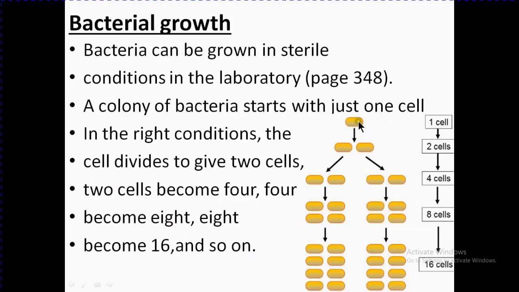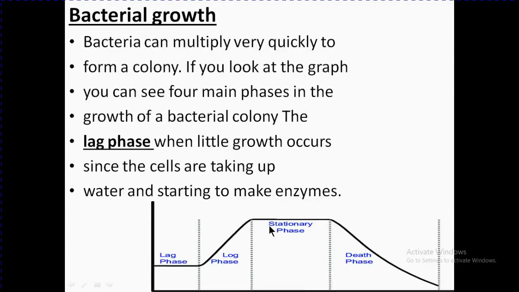For example, you can see here this is the one cell. When it wants to grow, in a feasible condition in which it can easily grow, one divides into two cells. Two cells divide into 4. These 4 cells divide into 8 cells, and the 8 divide into 16. So in this way, this growth is very rapid. Bacteria can multiply very quickly to form a colony.